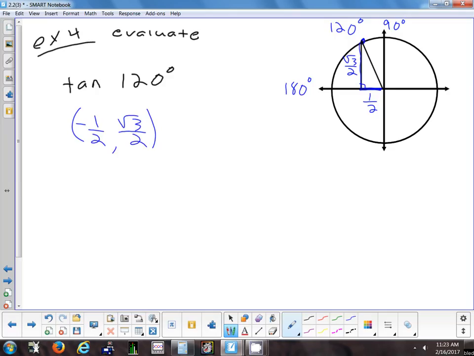Any questions on that coordinate? Hey, now it's just like any other problem. Find the tangent. Okay, Gabe, what's my formula for tangent? So I got y over x. And can you tell me what I get when I do that out?